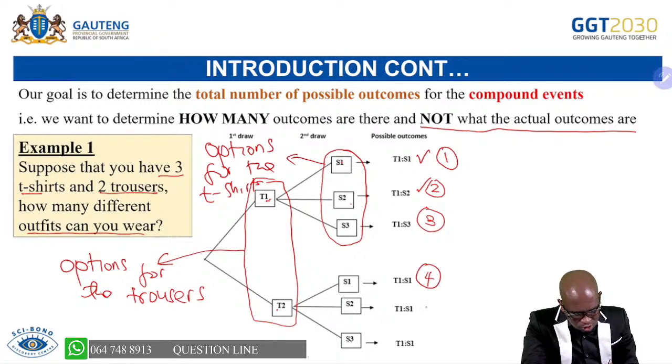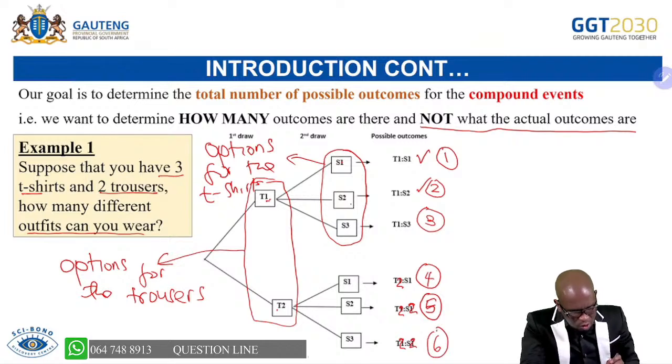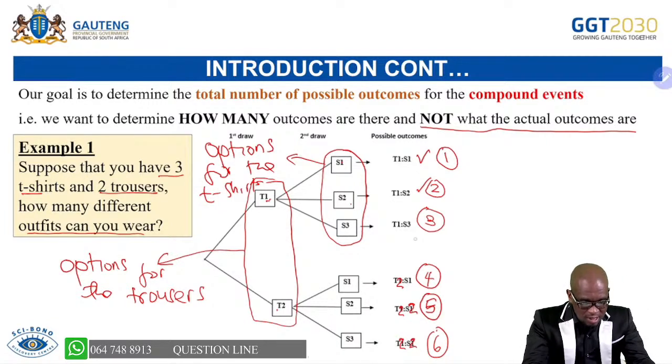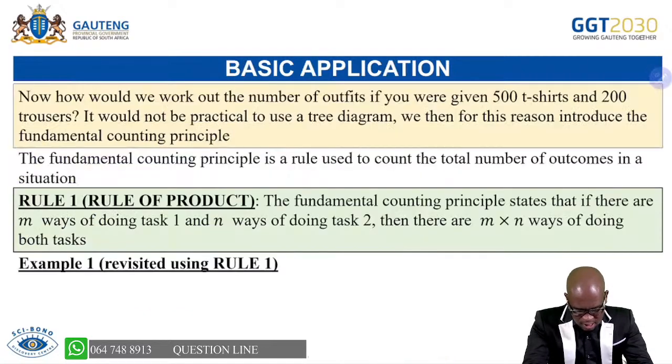You can wear trouser 2 with shirt 2. That would be the fifth option. You can wear trouser 2 with shirt 2. That can be the sixth option there. If you are to count all these options, you can see that you have a total number of 6 possible outfits that you can wear.